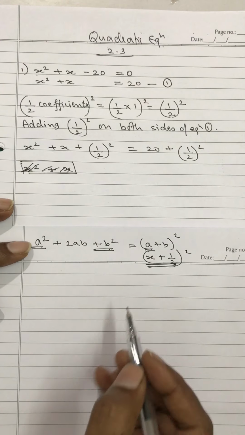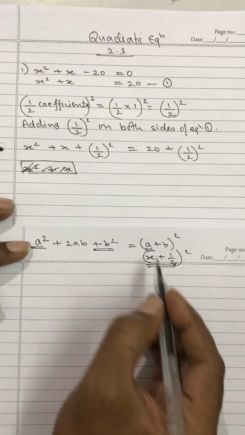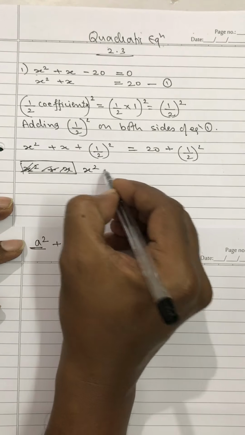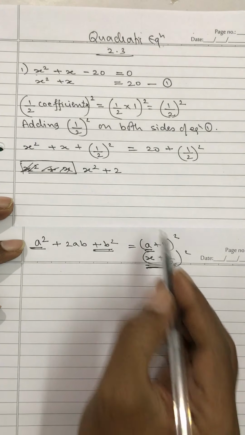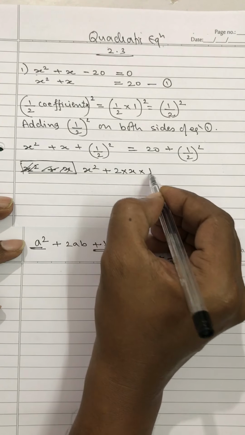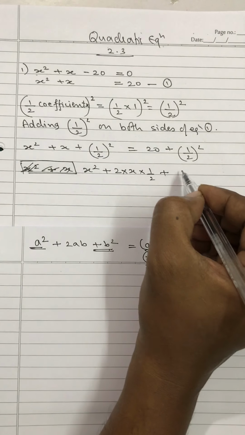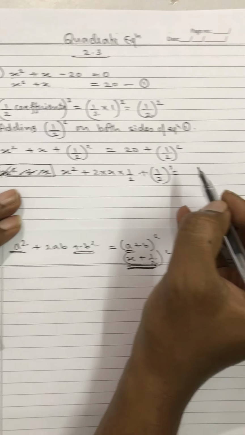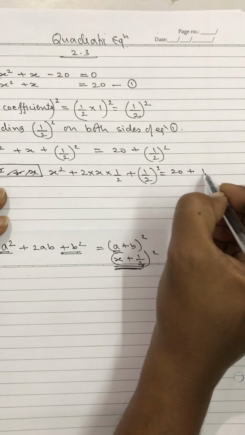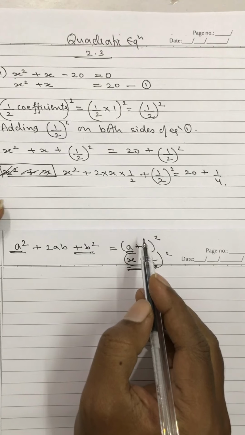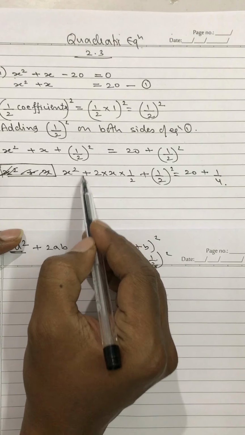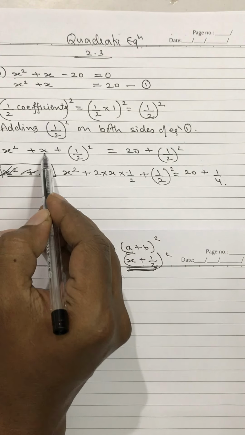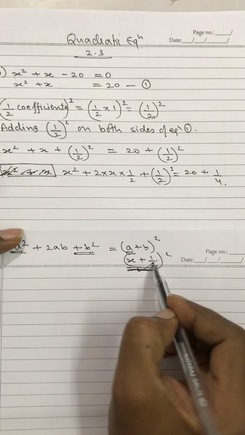Expand this and write over here. What you will get is, if I expand this, x square plus 2 into x into half plus 1 upon 2 whole square. This is going to be equal to 20 plus 1 upon 4. Now I have to counter check it. x square is framed, whether my middle term is framed. If I solve this, 2 and 2 will get cancelled, 1 into x is x. This is there, that means this is the right one.